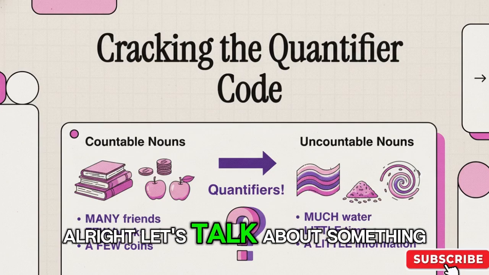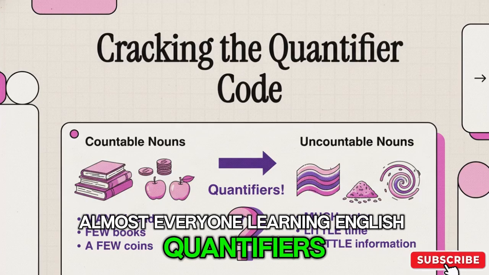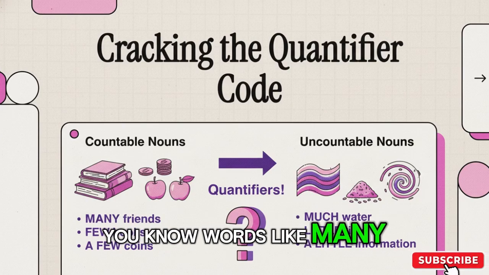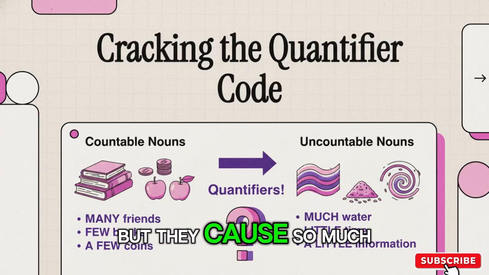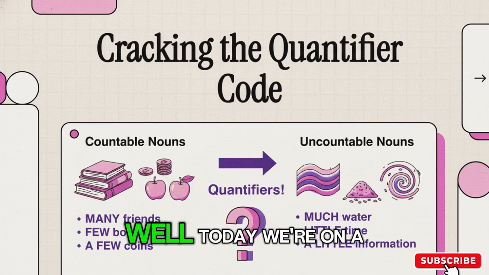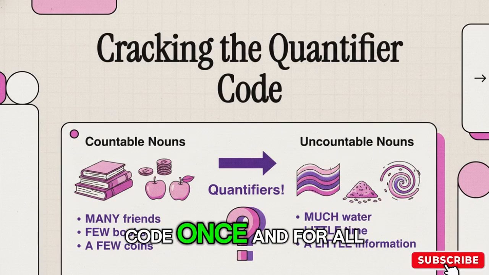All right, let's talk about something that trips up almost everyone learning English: quantifiers. Words like many, much, few, and little. They seem so simple, right? But they cause so much confusion. Well, today, we're on a mission. We are going to crack that code once and for all.